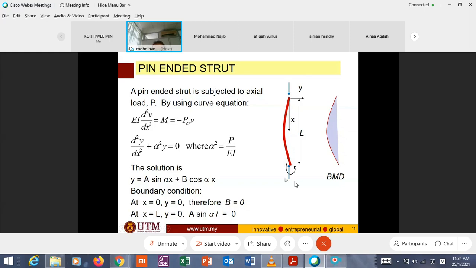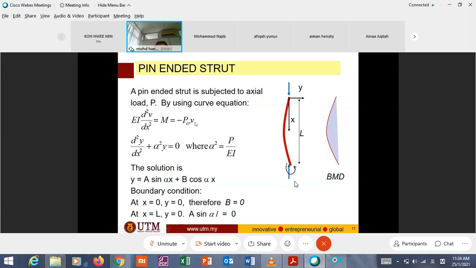You have P here. In beam deflection, there is no P. You have lateral deflection, that one beam. For a column, the load is axial. So moment equals minus P multiplied by y. It's a y actually. Y x.